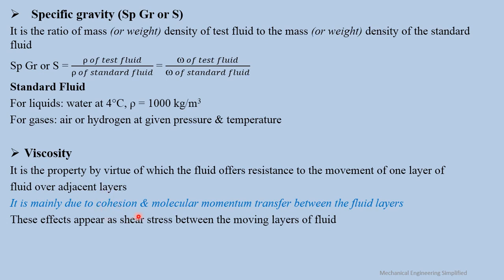What is cohesion? Cohesion is the force of attraction between substances of two similar kinds. And what is molecular momentum transfer? When the fluid molecules from one layer go to another layer, there is a change in their momentum, and that is the molecular momentum transfer. Due to these two, cohesion and molecular momentum transfer, arises the property of viscosity.